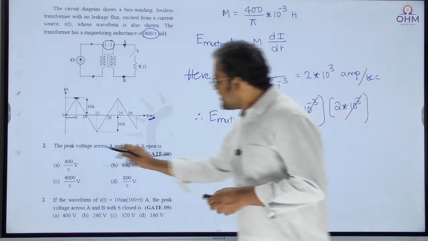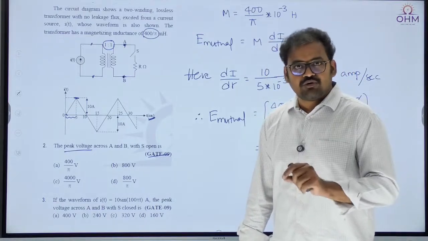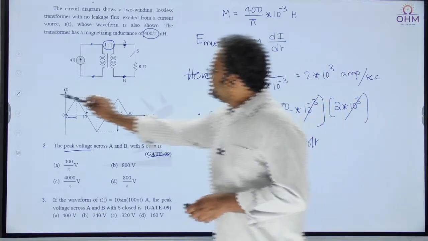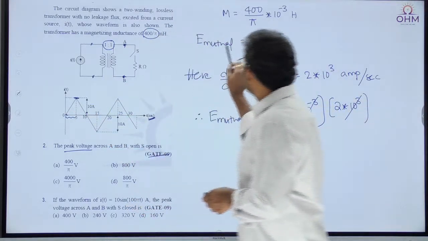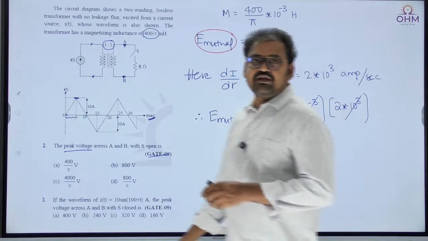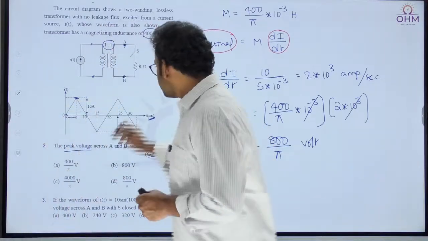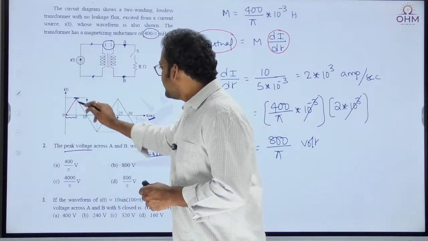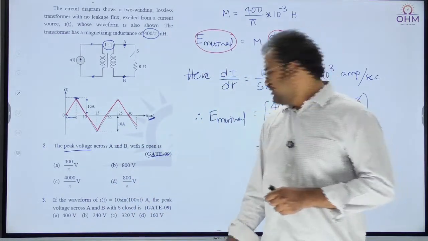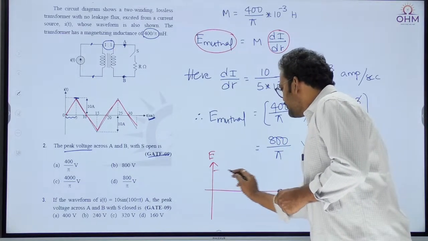But the question is, they are asking for the peak voltage. To understand the peak voltage, first you should know the shape of this mutual induced EMF. I can decide the shape based on the formula. Mutual induced EMF is directly proportional to di by dt, where di by dt is the derivative of the current with respect to time. What is the shape of the current here? Current is a triangular waveform, and what is the derivative of a triangular waveform? Is it not a square waveform? Therefore, the mutual induced EMF is simply a square waveform.